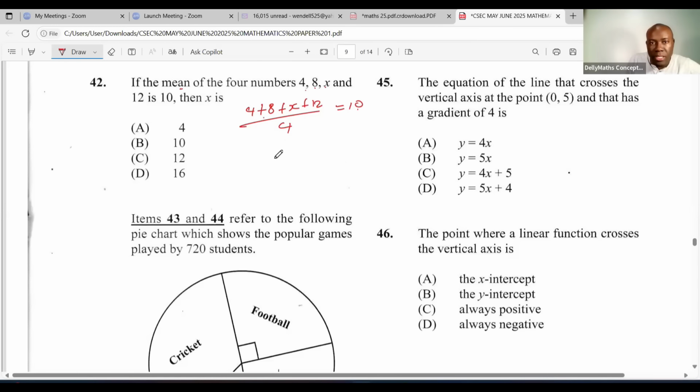So we're saying 12 plus 12, so 24 plus x is equal to 40. Subtract the 24 from both sides. x is 16. This is a repeat question.